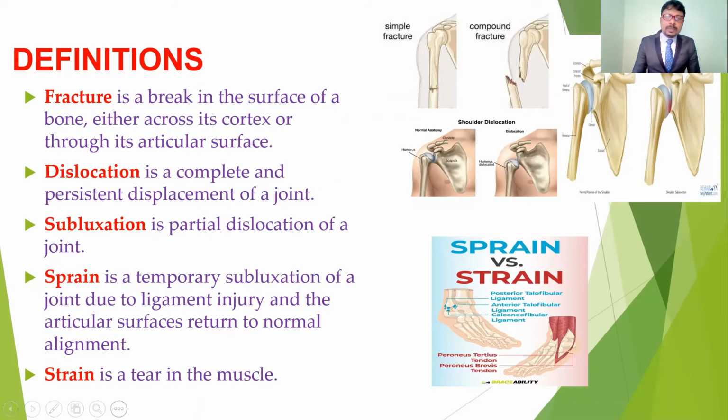Another one is the muscle strain. It is commonly seen when doing any vigorous or improper activity of the muscle, which may cause damage or a tear in the muscle. That is called a strain, most commonly seen in the muscle. These are the different terms we are going to see related to musculoskeletal injuries: fracture, dislocation, subluxation, sprain, and strain.